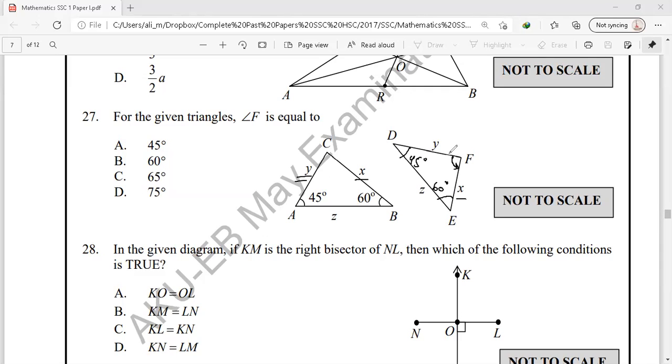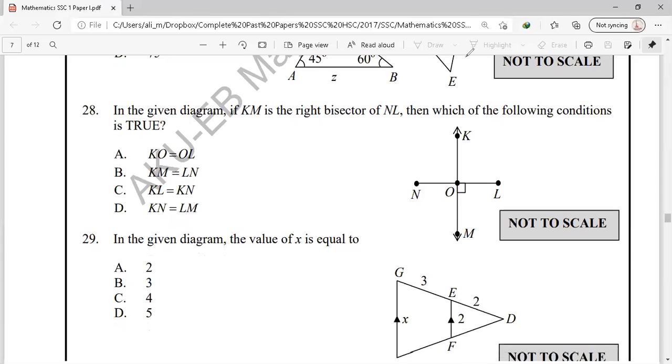So this is simple. We can subtract these two angles from 180. So the correct answer would be equal to 180 minus 60 minus 45. So in question number 27, we will get 75 degrees, that is option D. So the correct answer is option D.